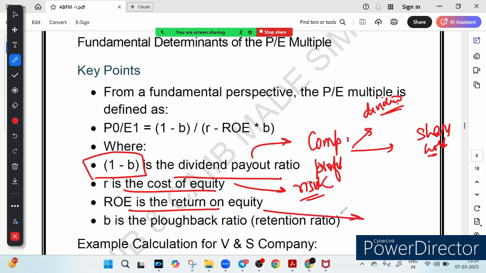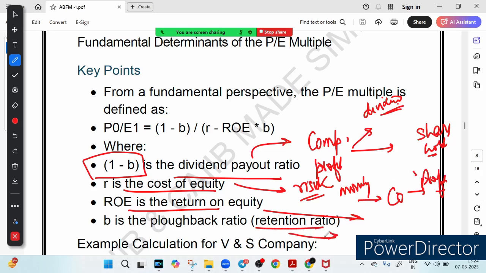ROE is the return on equity. This measures how well the company is using shareholder money to generate profit, how efficiently. So this is a company, it is using investor money and generating profit. So how efficiently they are using the money to generate profit is noted by ROE, return on equity, right?